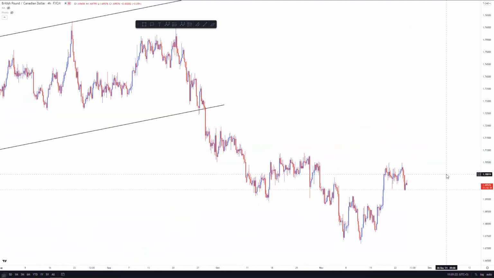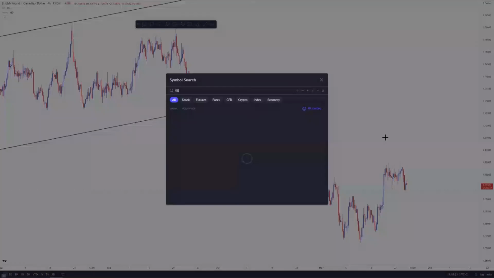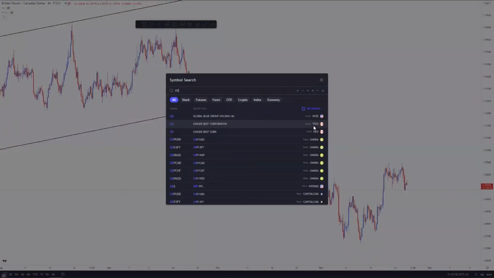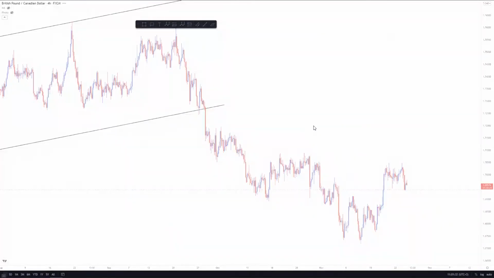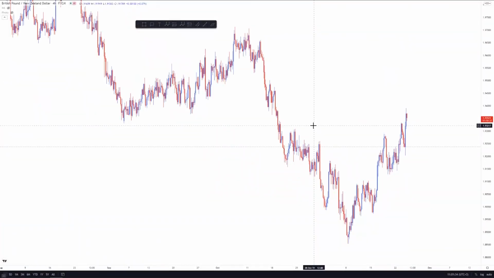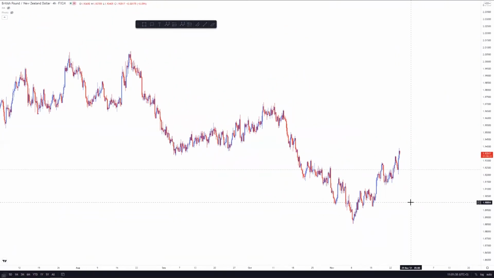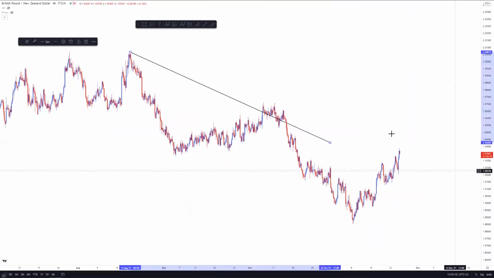Pound Canadian dollar. I've seen someone asking me if I can analyze pound New Zealand dollar. Allow me not to, because that's too exotic to do, but just for your sake, because I'm here for you, let me see. But remember, I never traded it, so I've never even looked at the GBPNZD chart.